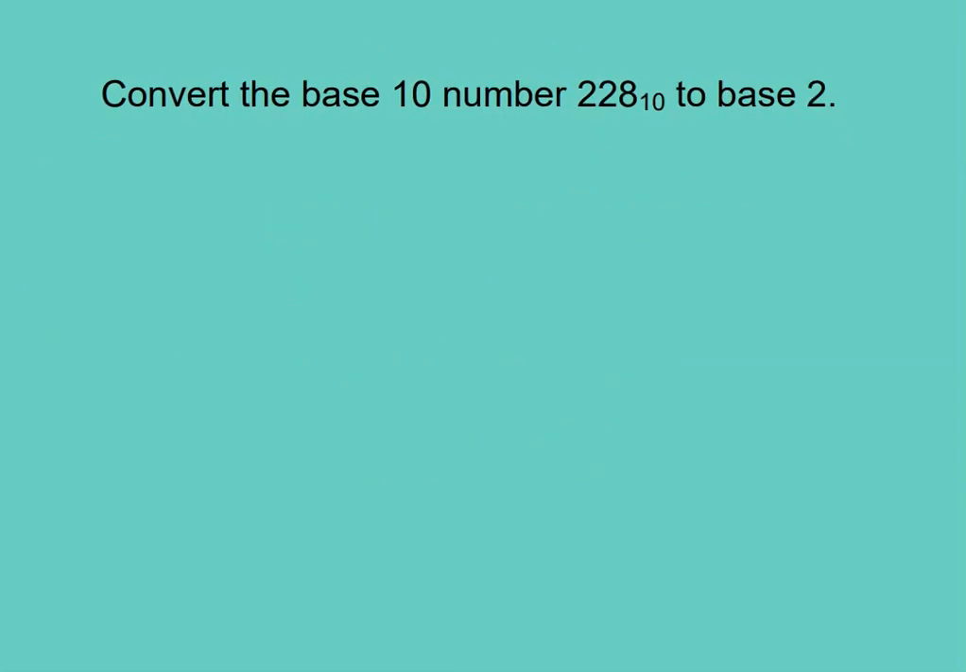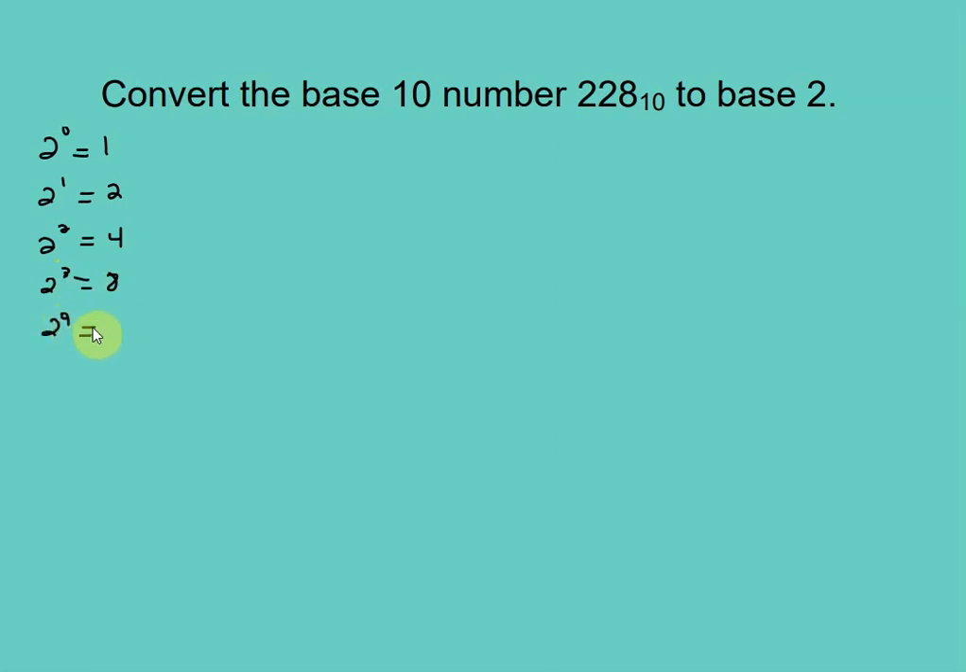Okay, let's try another one. We're going to convert the base 10 number 228 to base 2. So we need to figure out first what power of 2 we should divide by. So I'm going to write out my powers of 2. 2 to the 0 power is 1. 2 to the 1 power is 2. 2 squared is 4. 2 to the 3rd power is 8.